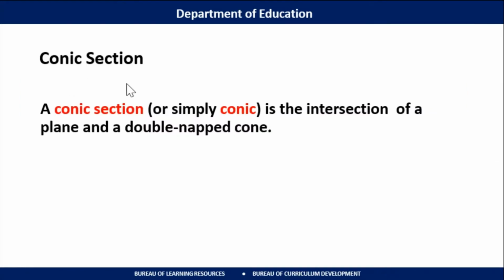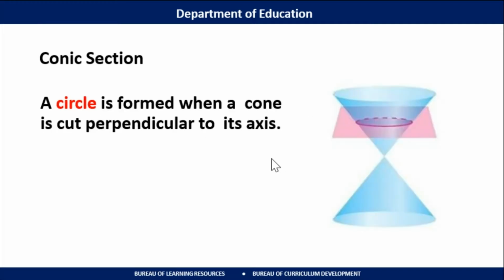What is a conic section? A conic section, or simply a conic, is the intersection of a plane and a double nape cone. So, actually class, we have 4 types of conic section. So, the first one is circle, parabola, hyperbola, and an ellipse. So, ito yung pinakauna. A circle is formed when ang cone is cut perpendicular to its axis.